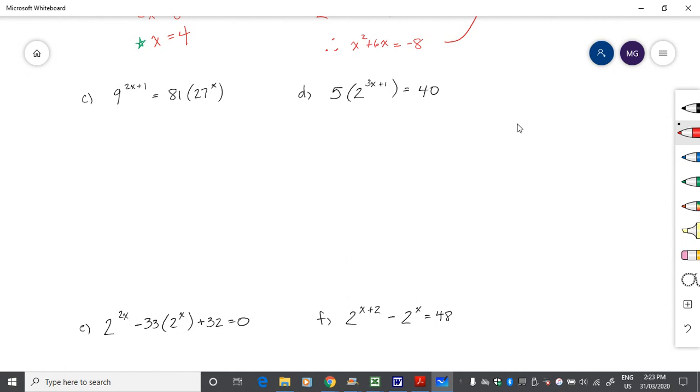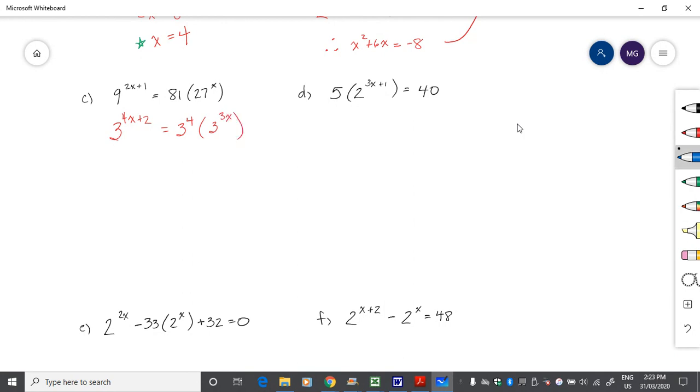I'm hoping that through our practice, we've been able to look at some values, and we see that I have a power base 9 equal to 81 times a power base 27. And so we see 9, 81, and 27, and we go, hey, those things are all powers base 3. So we may be motivated then to change each side into a power base 3. I like that as a first line.